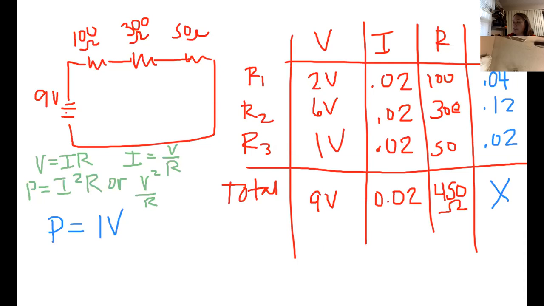So that's how you complete one of these Ohm's law type charts or tables. That's how you apply Ohm's law to a series circuit, first figuring out what in total you can determine about the circuit, and then breaking it down one component or one resistor at a time and applying Ohm's law to the individual resistors.